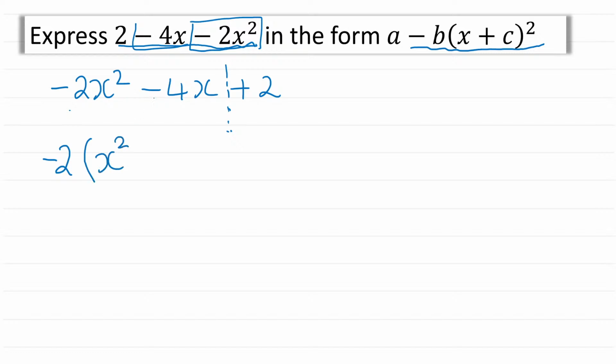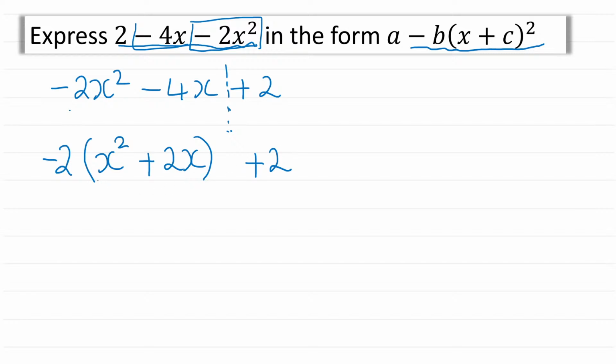Now remember, what do I have here? I have a minus 4. So minus is already outside. To keep my negative, I need to have plus. Now I have 2 outside, so I need to have 2x here. Okay, and then I still have my plus 2 here.